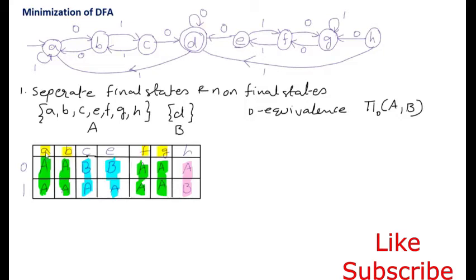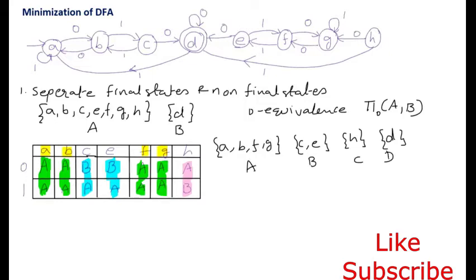So we need to combine A, B, F, G as one set, C and E as one set, and H as a separate set. And already in zero equivalence, D is separated as a set. Now four sets are formed. Let us give the names A, B, C, D, and this is one equivalence. It can be represented as pi of 1 with the sets A, B, C, D.